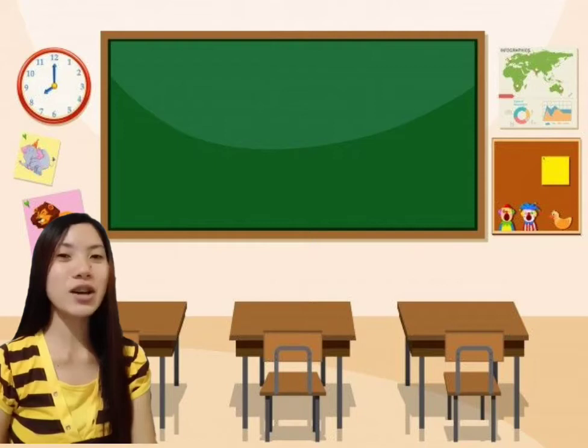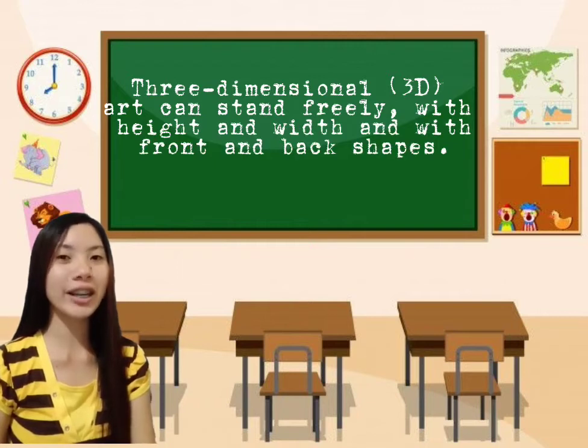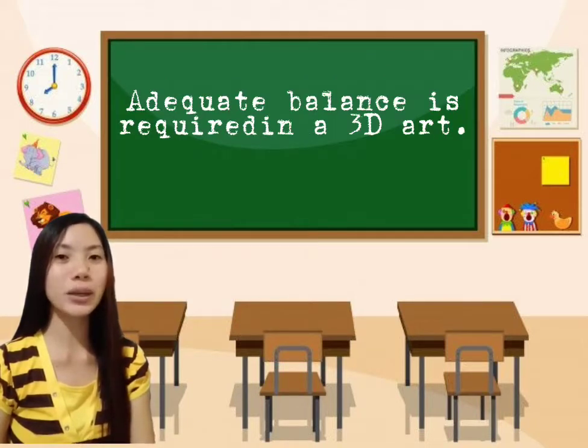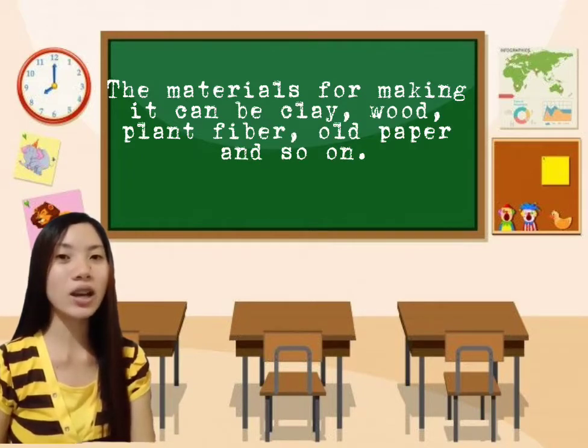Class, our lesson is all about sculpture and 3D crafts. Three-dimensional or 3D art can stand freely with height and width and with front and back shapes. Adequate balance is required in a 3D art. The materials for making it can be clay, wood, plant fiber, old paper, and so on.